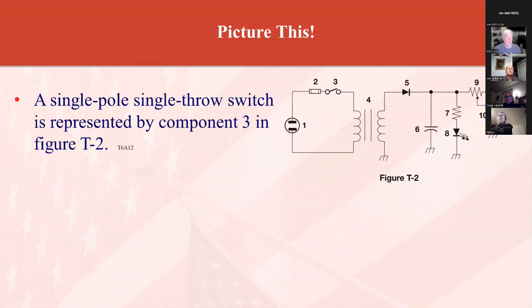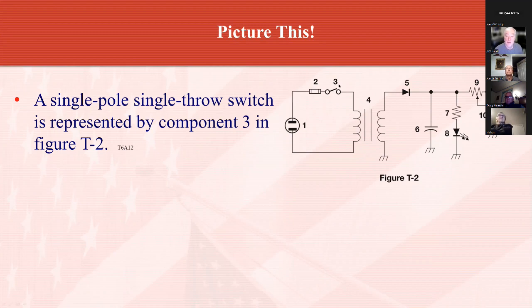So even I can explain this. A single pole, single throw switch is represented by component number 3 in figure T2. And you can see it, it's right there. The switch is one way, it is off. There is no connection. If you throw the switch the other way, it's going to make a connection between here and here via this little doodad. It's one of the easier ones to figure out without really knowing any electronics at all.